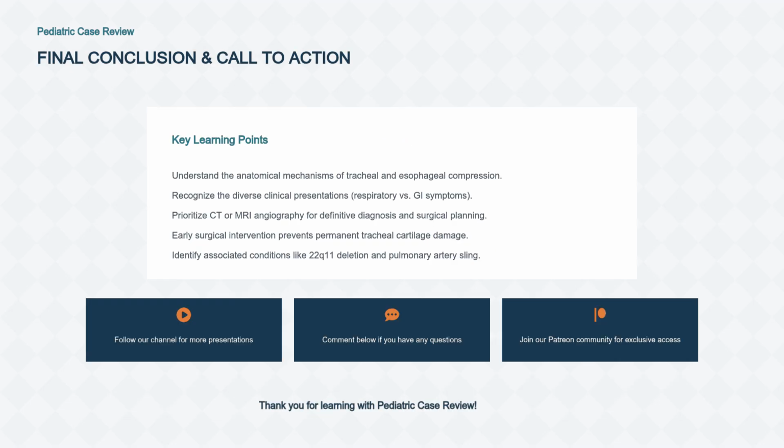In conclusion, early recognition and advanced imaging of vascular rings are crucial for preventing long-term airway damage.